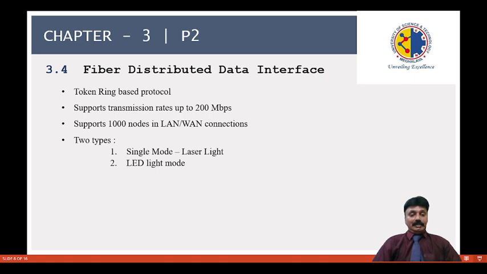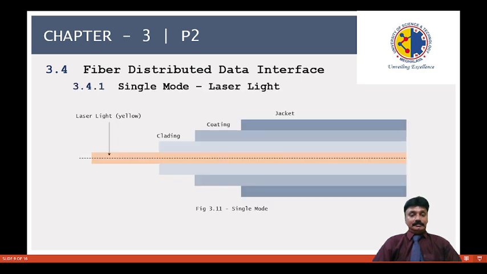So two types are there in this. Number one is single mode, that is laser light. Number two, LED light mode. Two light modes are there in this fiber distributed data interface. A single mode, that is the laser light. So in this laser light, the cladding, coating, jacket, these are all the cover layers of this particular single mode laser light.